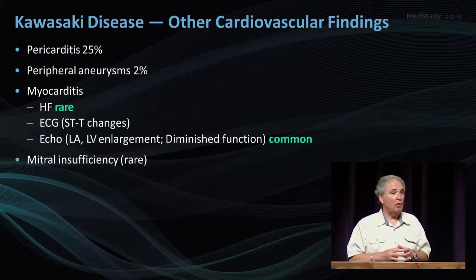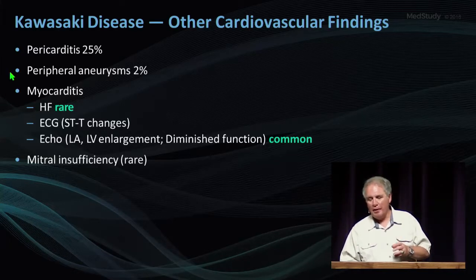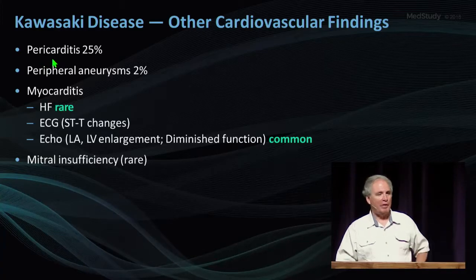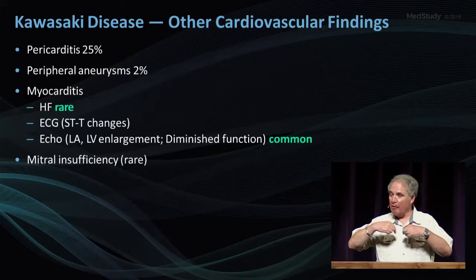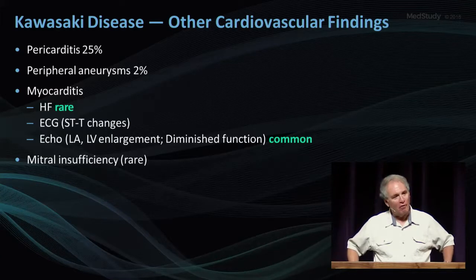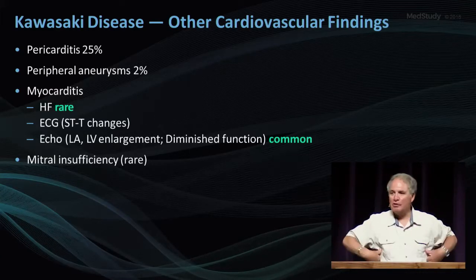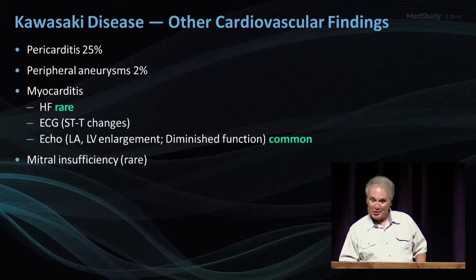In addition to coronary aneurysms, there are other cardiac sequelae of Kawasaki's disease. You can have pericarditis 25% of the time. Just like you get aneurysms of the coronary arteries, you can get them of the subclavian artery, intercostal artery, renal artery. So when I see a patient post-Kawasaki's disease, I always look for abnormal peripheral pulsations, let's say.